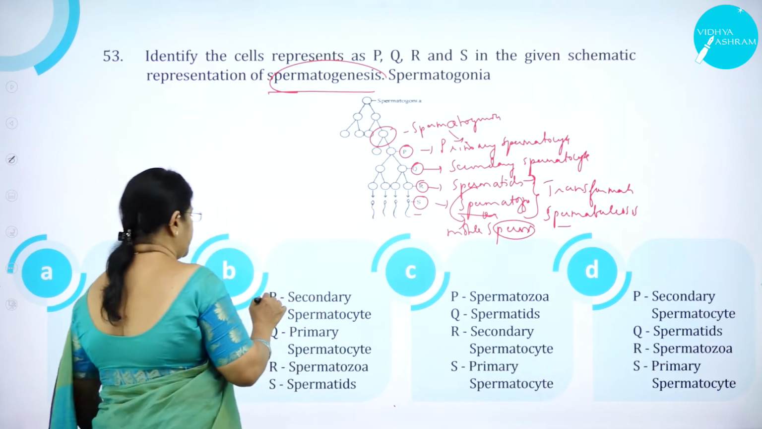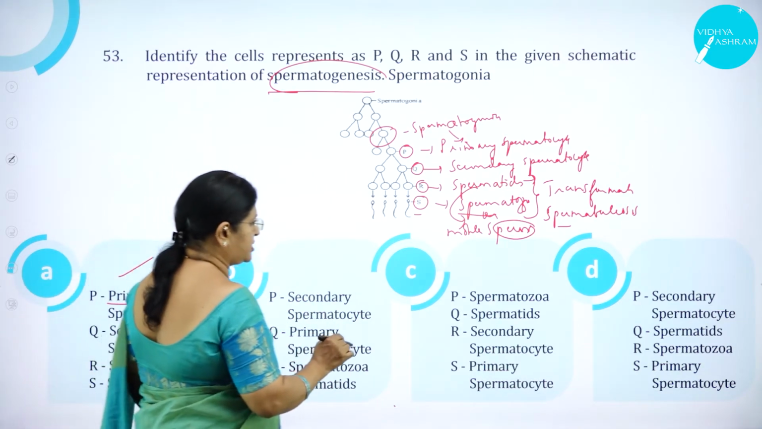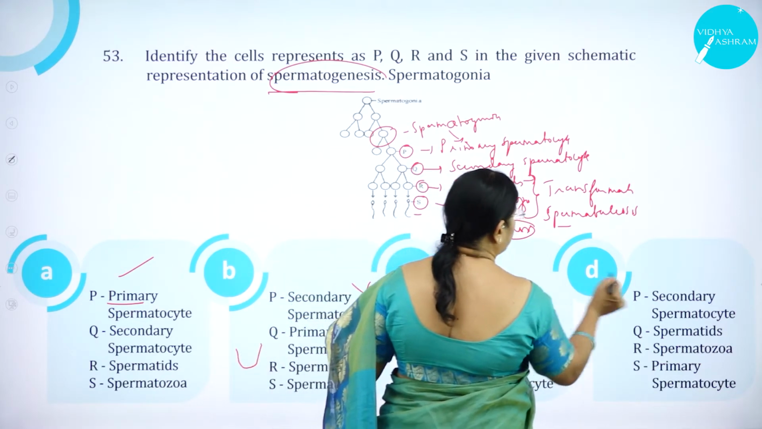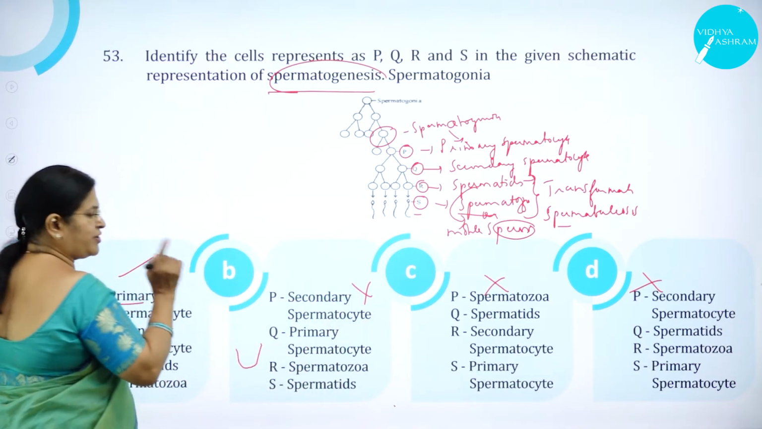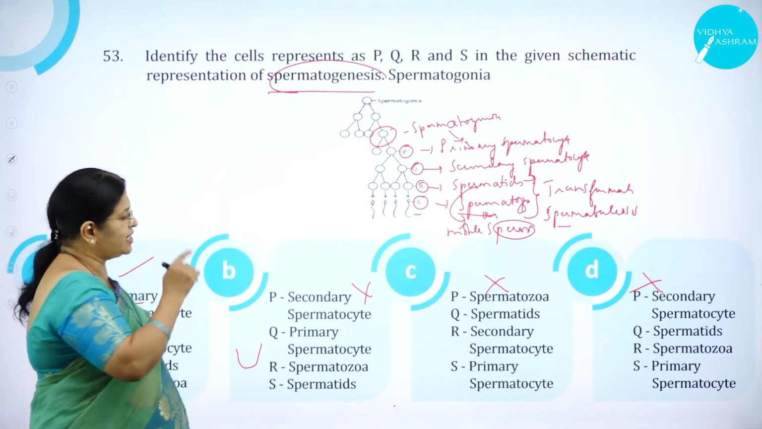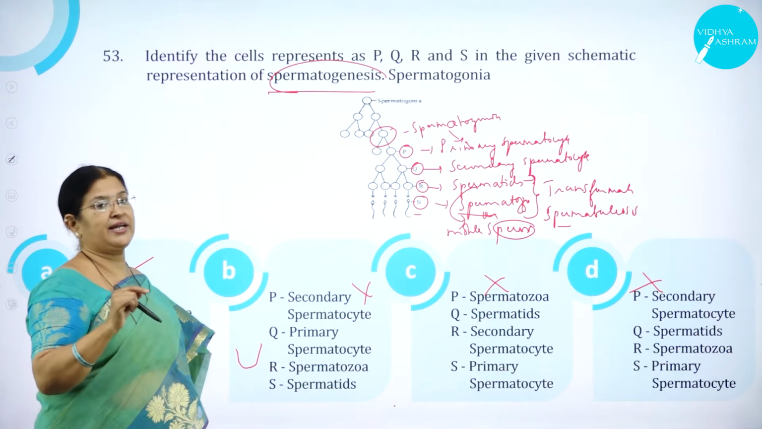Which is the option that is correct? The first one is primary spermatocyte. Here you will come across it, but here you don't, and here also you don't. So first you have to identify the first right answer and see whether it is there in the 4 options, then only you can get an idea.